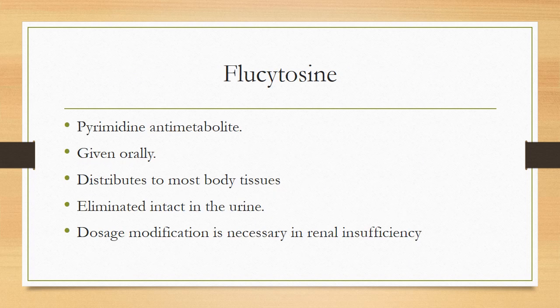Next drug is flucytosine. So what is flucytosine? It is a pyrimidine antimetabolite. It is given orally, it distributes to most body tissues, and it is eliminated intact in the urine. As it is eliminated intact in the urine, dosage modification is necessary in cases of renal insufficiency.